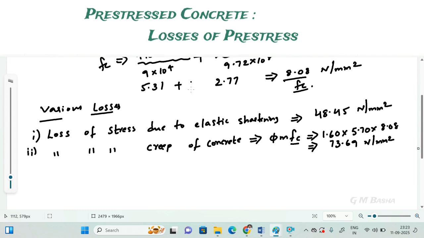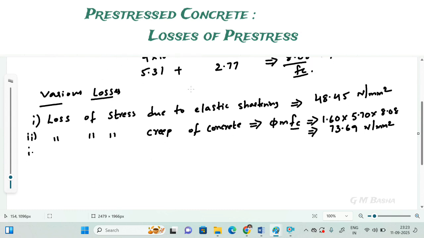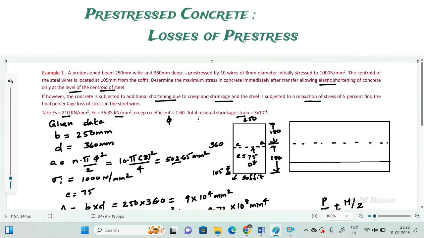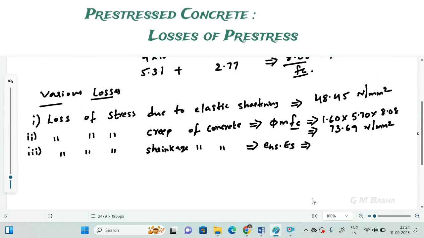Again, go to the third loss. Loss of stress due to shrinkage of concrete. Loss of stress due to shrinkage of concrete. So what is the formula? Epsilon_cs into Es, that is the formula for the loss of stress due to shrinkage of concrete. So already if you go and observe in the question, what is given? Epsilon_cs will be residual shrinkage strain. So that one will be this one, epsilon_cs, into Es value will be given 210. So just substitute, you will get that answer.